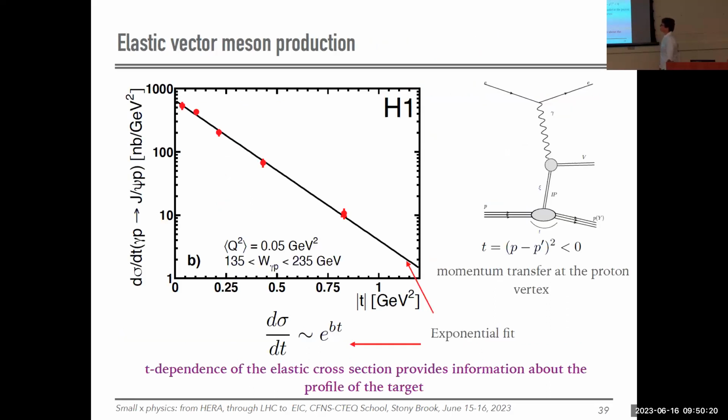Now, this has been measured at HERA as well as a function of T, for these regions of energy for photoproduction. Here is just an exponential fit, but if you can go further in T, you can map this dependence in more detail. And the important information is that the T dependence provides you the information about the profile of this target, the transverse profile.